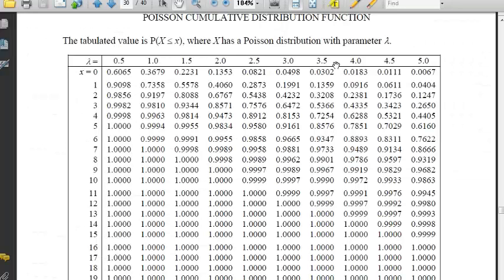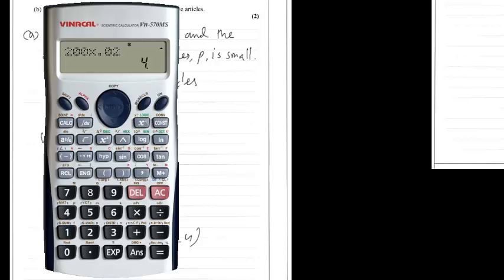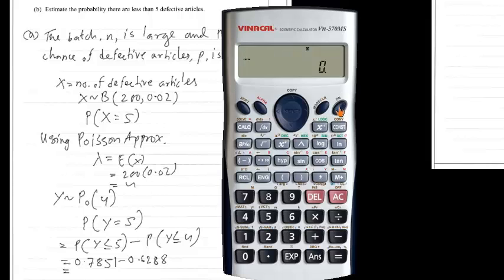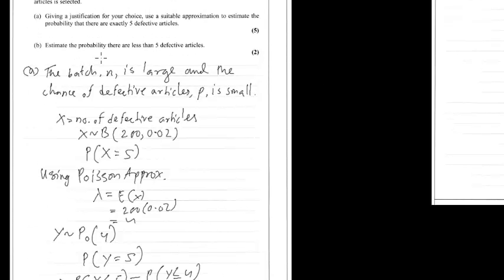0.7851 minus less than or equal to 4 is going to be 0.6288. Now all we need to do is subtract 0.7851 minus 0.6288, and this would be 0.1563. The next question is, estimate the probability there are less than 5 defective.